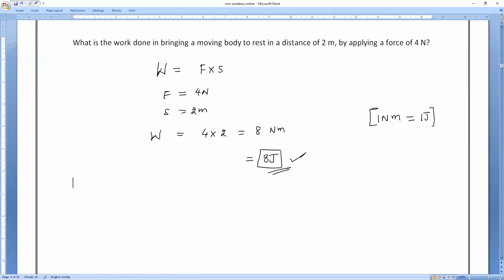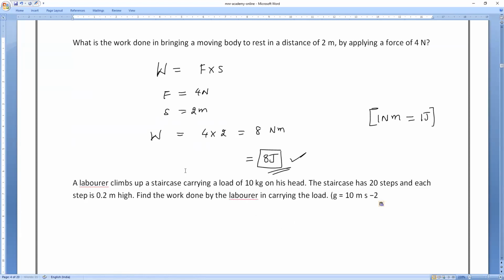Next. Completed, everybody? All of you completed? Finish it. So this is the next question. You have to solve. First you try, give me the idea and then I'll proceed. A laborer climbs up a staircase carrying a load of 10 kg on his head. The staircase has 20 steps and each step is 0.2 meters high. Find the work done by the laborer in carrying the load. So keep it in mind.